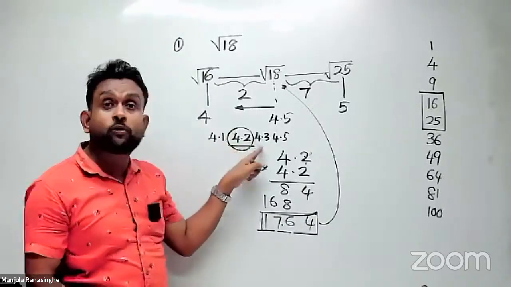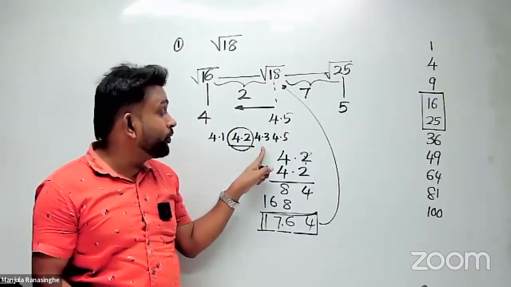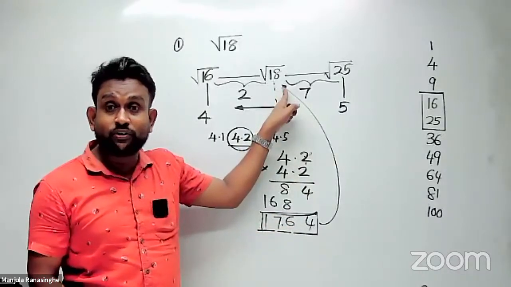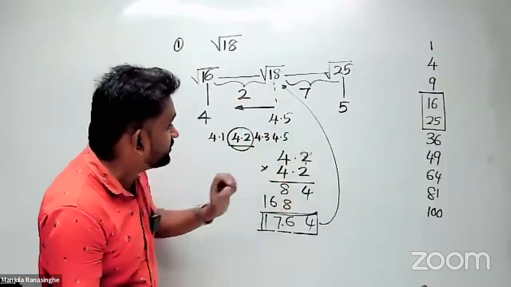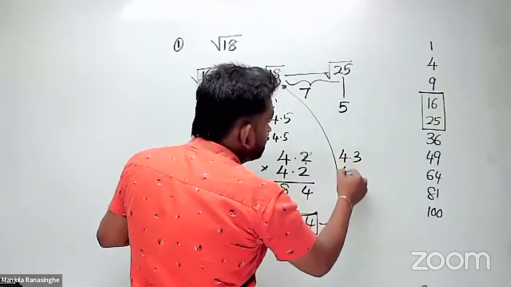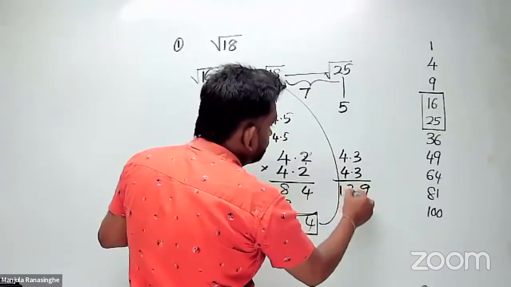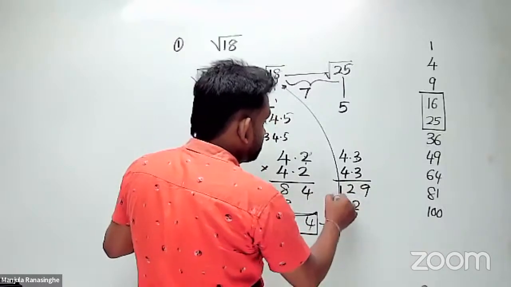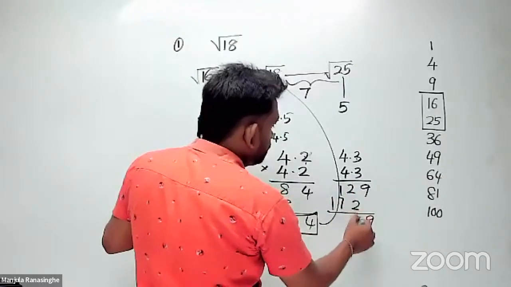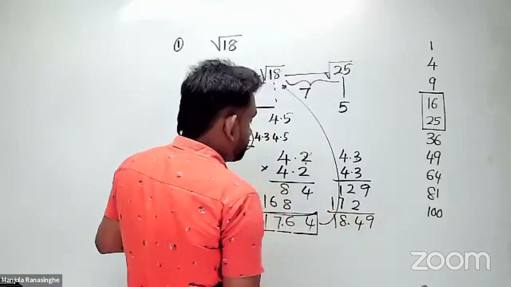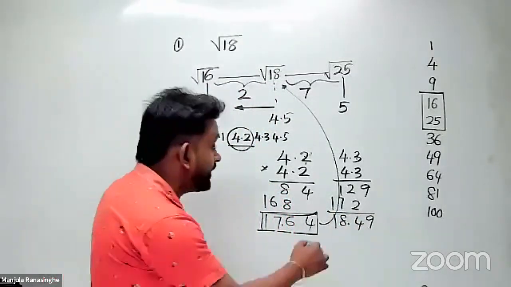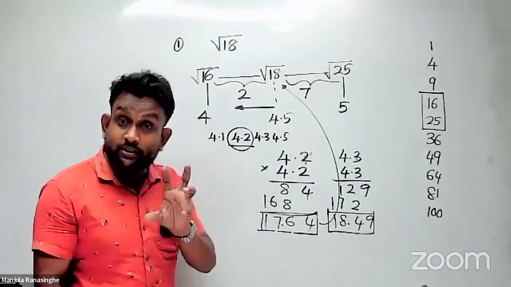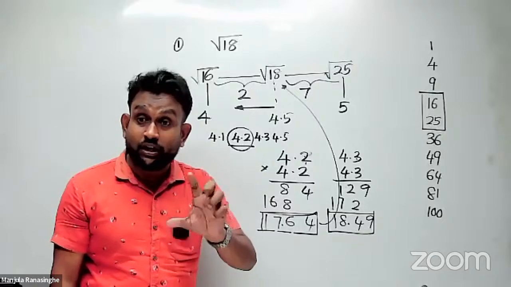Now you have a doubt whether 4.3 may be closer to 18. So what you need to do is check 4.3 as well. 4.3 with 4.3. 3 into 3, 9. 3 into 4, 12. 4 into 3, 12. And 4 into 4, 16. Adding up, you can see that it is 18.49. Now in your mind, check with 18, what is making a lower gap.